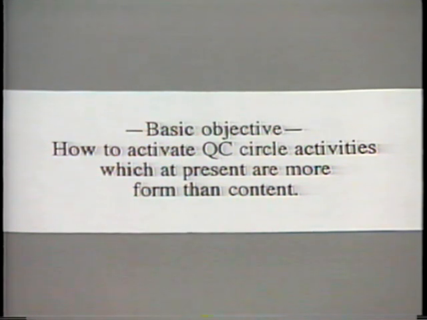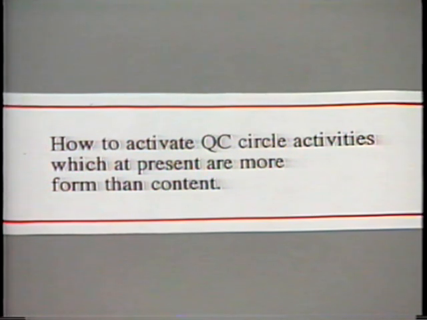First, we have to determine our basic objective and express it in a clear, simple phrase. We've determined that the basic objective is how to activate QC circle activities which at present are more form than content. This should be written, preferably in colour or highlighted, on a fairly large card or self-adhesive label and placed on the left side of a large sheet of paper in the middle. We call this the objective card.